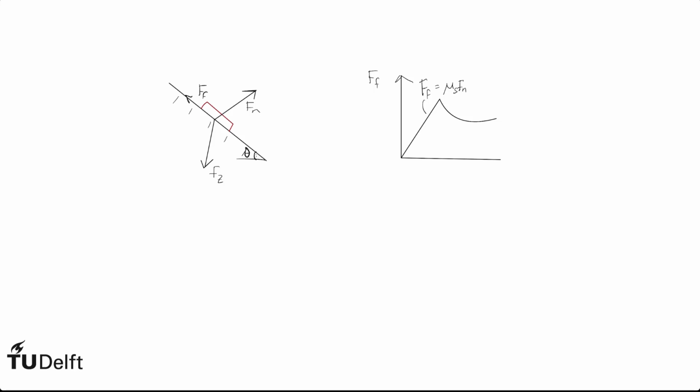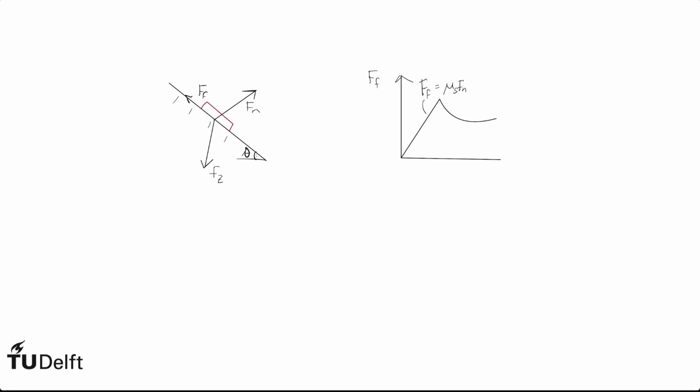If you're not pushing the book at all, then there's not going to be a friction force, which is, for instance, the case if the table is horizontal. However, if we start tilting the table, the book will want to slide and the friction force will increase. What will also happen is that the normal force will actually decrease.